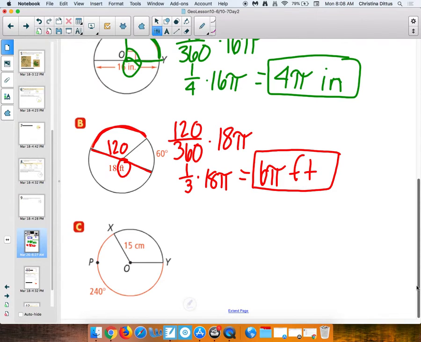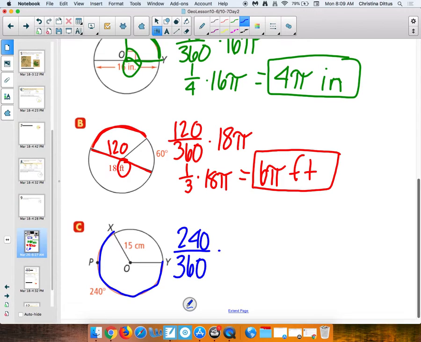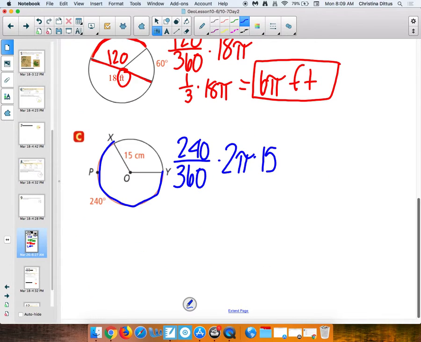This one we're finding the arc that's almost all the way around. What's my measure associated with that arc? 240. So take 240 over my whole measure, 360. Radius or diameter? Radius. So this time I have 2 pi times 15. If I reduce 240 over 360, what's that fraction? 2/3.